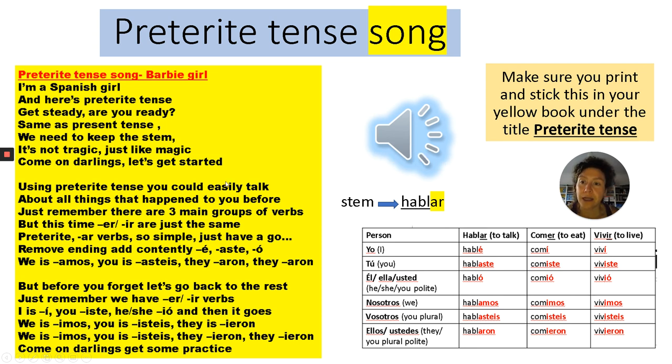One thing that I would like to mention, so let's have a look. Same as present tense, you need to keep the stem. If you don't know what the stem is, I've put it in here. I'm going to give you the example with the verb hablar, which means to talk. So the ending, we know it's an AR verb. If I remove that ending, the stem is the bit that stays. So that is what the stem is.